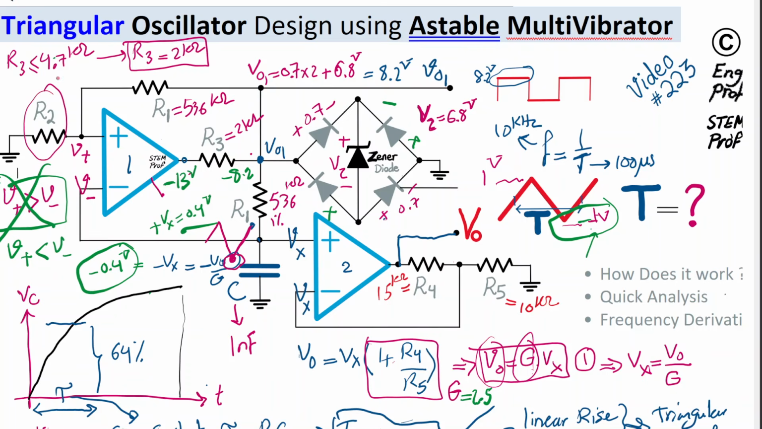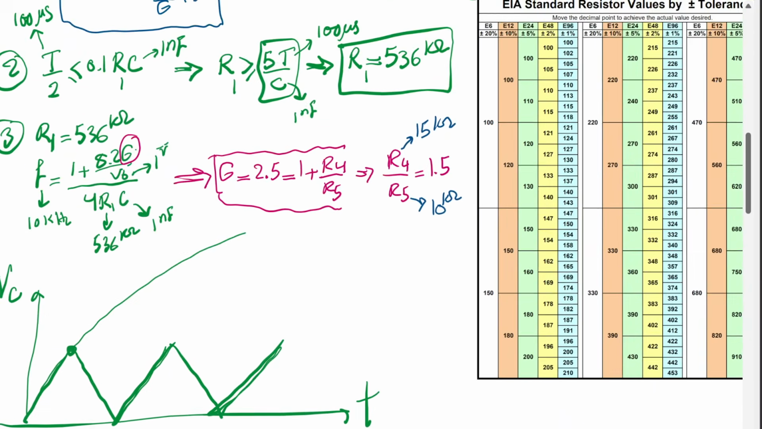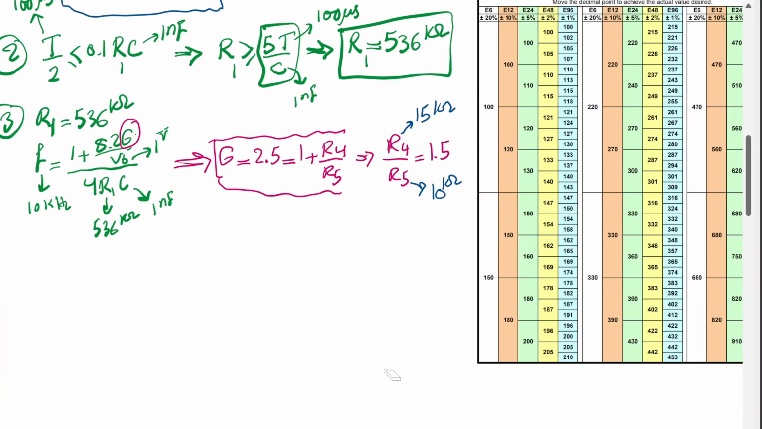Now, what is the value of R2? Remember, we said we want this V positive to be equal to 0.4 volt as a reference for the astable multivibrator. So now we have a voltage divider between R1 and R2 from the VO1 of 8.2 or negative 8.2, and we know that the positive terminal should be 0.4. So as the last step, V positive of op amp 1 is equal to 0.4 volt, and it's simply a voltage divider.